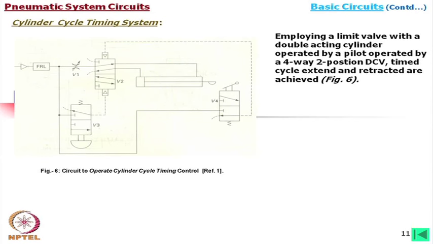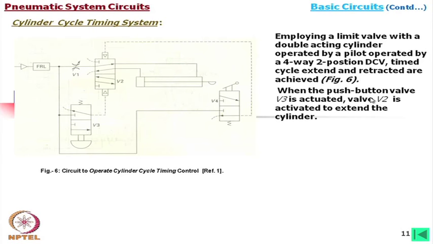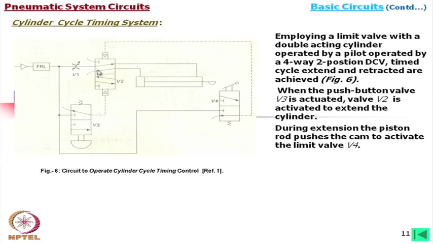Employing a limit valve with a double acting cylinder operated by a pilot operated valve, a timed cycle of extension and retraction is achieved. Now, when the push button valve V3 is actuated momentarily, the cylinder extends. That means in the normal condition it is like that. Now, when we push, this is connected to that. Then this air is allowed to come over here and this is operated.